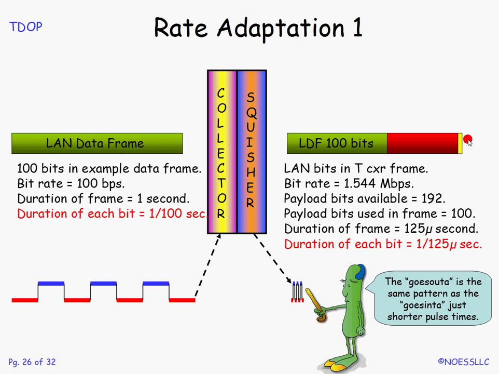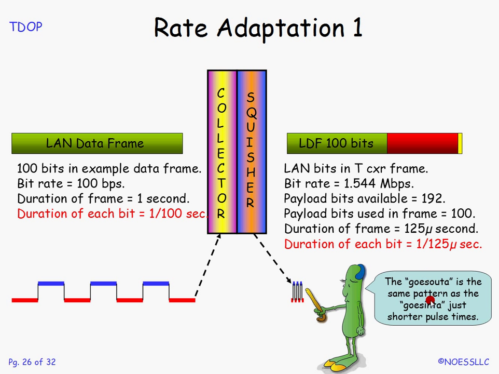Now over here, the duration of this entire frame right here, remember Nyquist, is 125 microseconds. Therefore, each bit that's in here, 100 of which are these, is squashed down in time. So the duration of each bit over here is 1/125th microseconds. Over here it was 1/100th second. The same bits now occupy 1/125th microseconds.